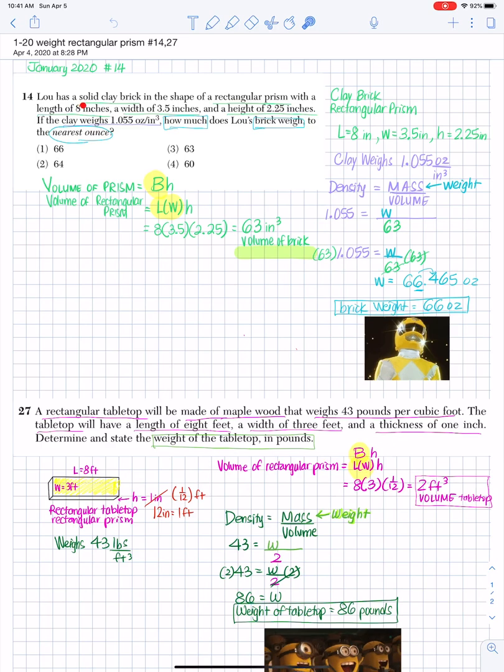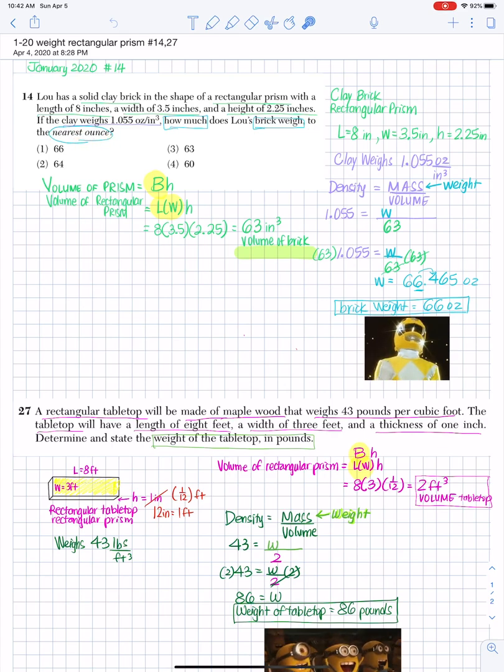Lou has a solid clay brick in the shape of a rectangular prism with a length of 8 inches, a width of 3.5 inches, and a height of 2.25 inches. If the clay weighs 1.055 ounce per cubic inch, how much does Lou's brick weigh to the nearest ounce?